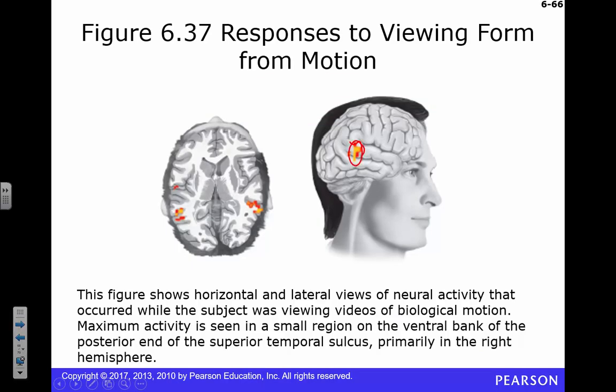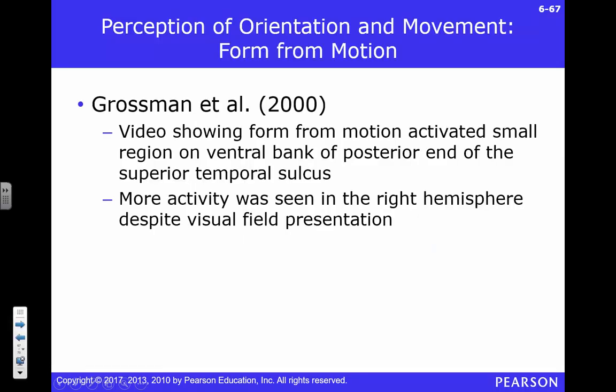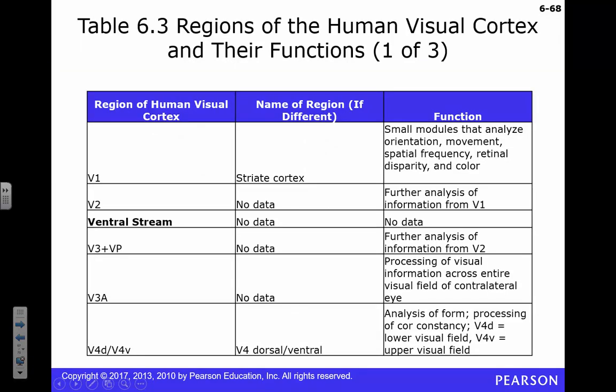Motion viewing happens. So there's an area out here called MT. That's not empty. It's MT. And that's actually sensitive to visual motion. I don't have to think about that too much.